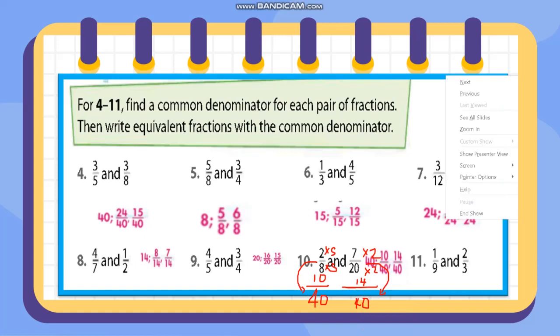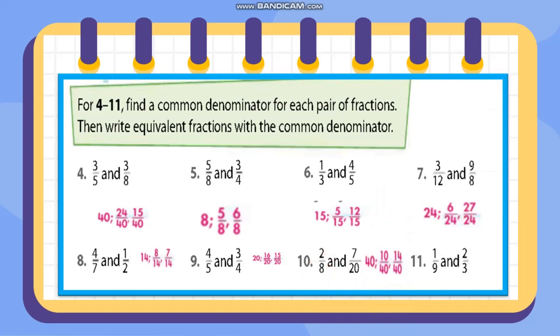Okay? Next question, number 11. 3 and 9. So 3, 6, 9, then 9. So the denominator now, the common denominator is 9. So how 9 becomes 9? That is multiplied by 1. So 1 multiplied by 1 is 1. Then how 3 becomes 9? Times 3. So 2 times 3, that is equivalent to 6.